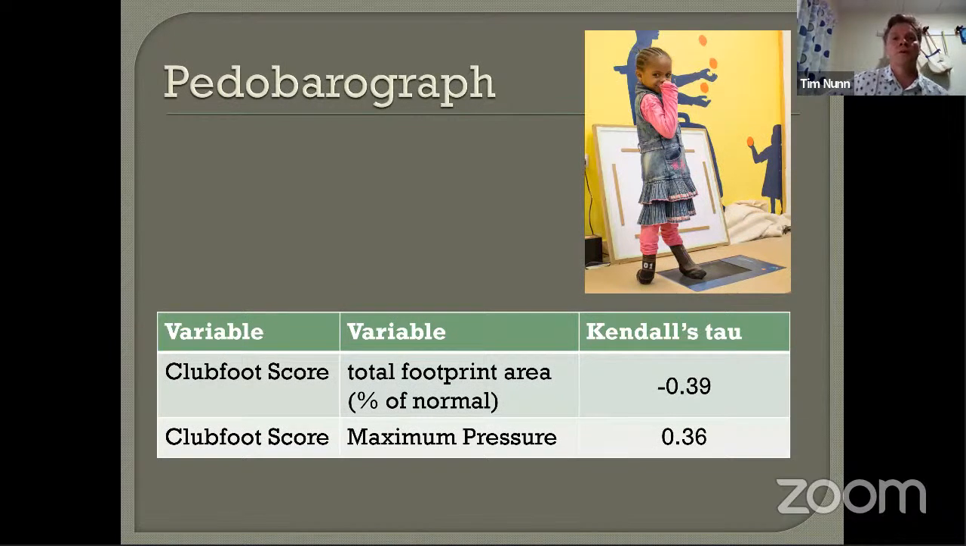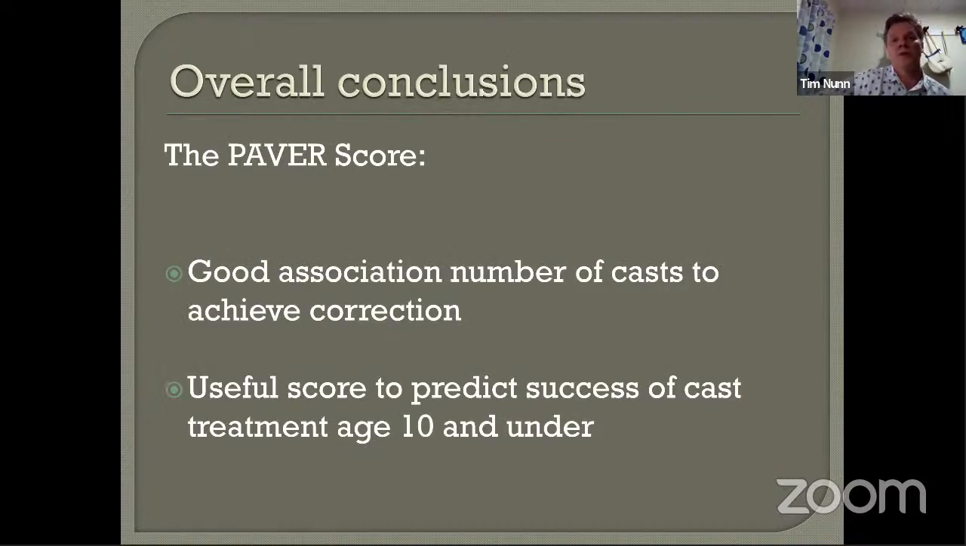In terms of pedobarography, we showed that, as expected, the smaller the footprint area, the higher the score. And in terms of pressure, the higher the pressures, the higher the score. So our overall conclusions were there was a good association between number of casts to achieve correction with the PAVA score, and that it was a useful score to predict success of cast treatment at the age of 10 and under in these idiopathic feet.